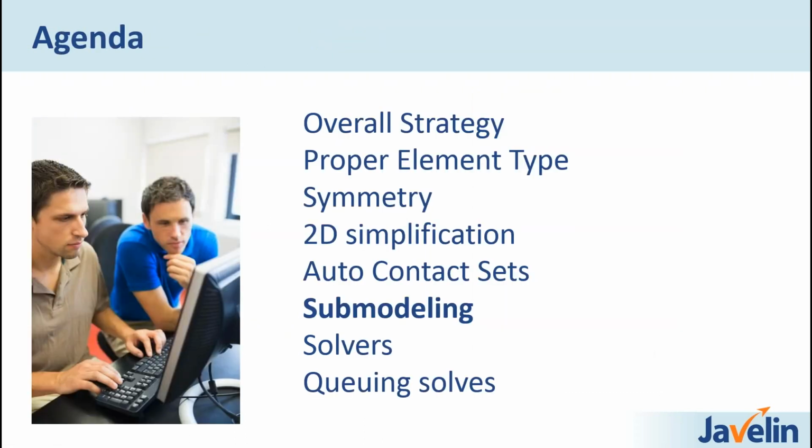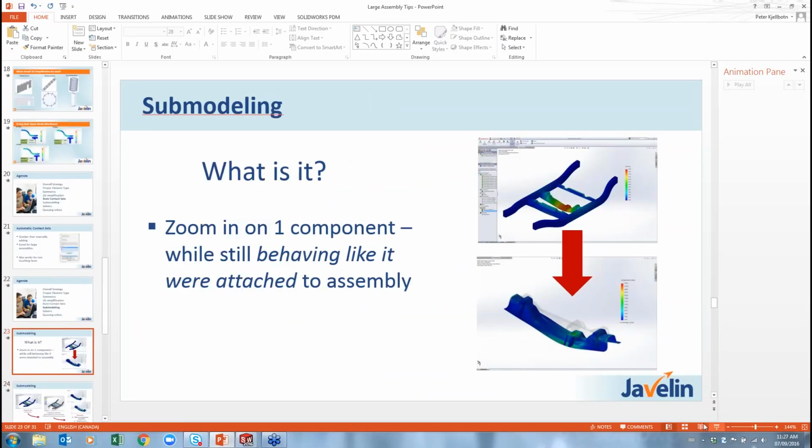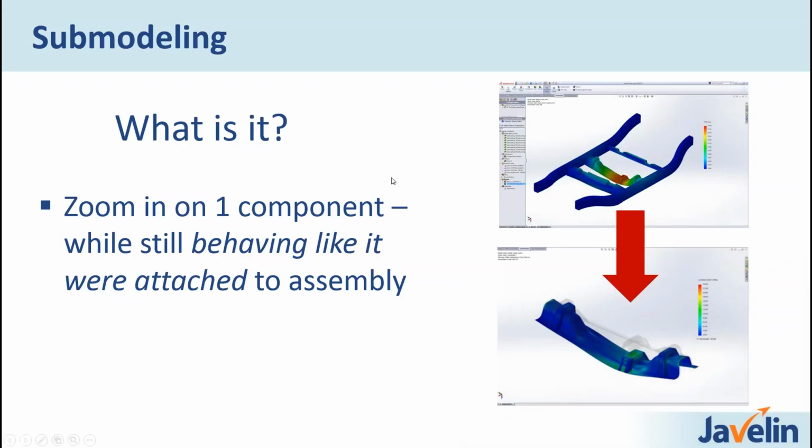Now, this is a great time to talk about submodeling, and this kind of plays into the symmetry and 2D simplification we talked about earlier. So what is submodeling? Well, submodeling is a way to zoom in on one component while still having it behave like it were attached to the rest of the assembly. Now, this is a great way to simplify complex analyses.